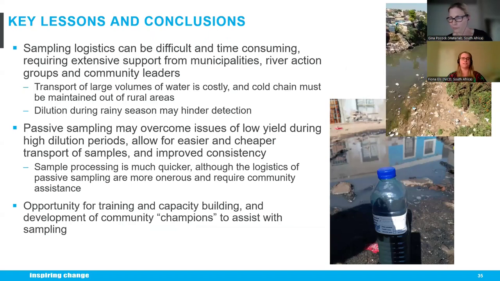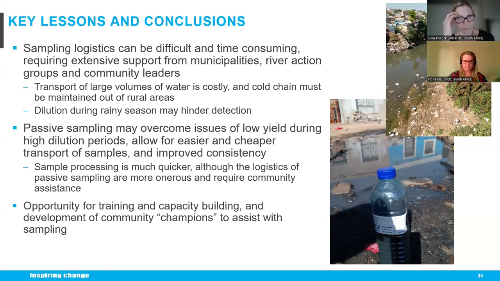As Gina just mentioned, sampling logistics can really be difficult and time consuming. They require support from multiple stakeholders and multiple parties. Usually we need permission from municipalities, river action groups and community leaders who help us get into the community to sample and get the necessary permissions. Also, transport of large volumes of water is costly, and we need to maintain the cold chain, which is often also difficult in these areas because most of the time they don't have electricity or running water in their households. Dilution during the rainy season may also hinder detection, but passive sampling may overcome these issues, especially during high dilution periods, because it allows for cheaper and easier transport.